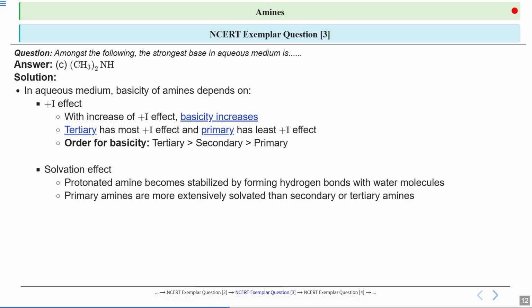In secondary amines, we have only 1 hydrogen, whereas in tertiary amines, we have no hydrogen. So primary amines, where there are 2 hydrogens, have more hydrogen atoms available for hydrogen bonding. So if we talk in terms of solvation effect, then the order of basicity is: most basic is primary, followed by secondary, and least basic is tertiary. Okay?